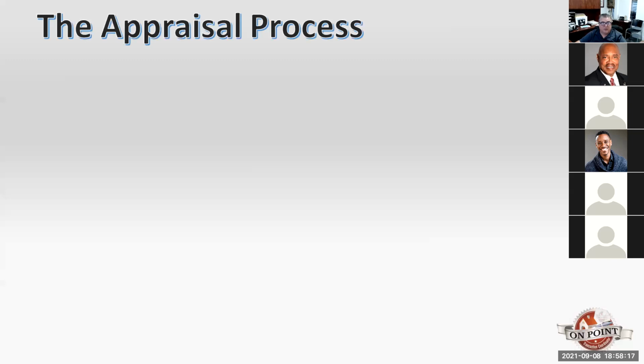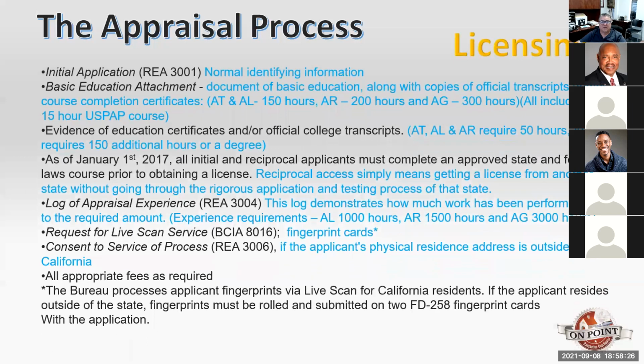A reviewer, which I did for Argent Mortgage for probably a good 7 years. That's what I would be looking for. I would be looking for those mistakes, right? So the initial application, basic education, AT, which is a trainee, AL, which is just a licensee, 150 hours. AR is a certified residential for 200 hours, and then AG, which is certified general for 300 hours. And then obviously the required USPAP courses.